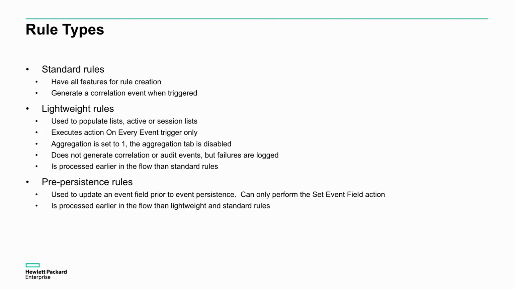So if there's information that we need to update in the field, we can do that through a correlation rule, through a pre-persistence rule. So we can update something, correct something, change something, or even add something to the event itself prior to the actual execution by the lightweight rules or the standard correlation rules. So it's a very powerful, kind of think of this as a get out of jail card type event correlation rule to allow us to fix data that we can't necessarily fix at the event collection layer.